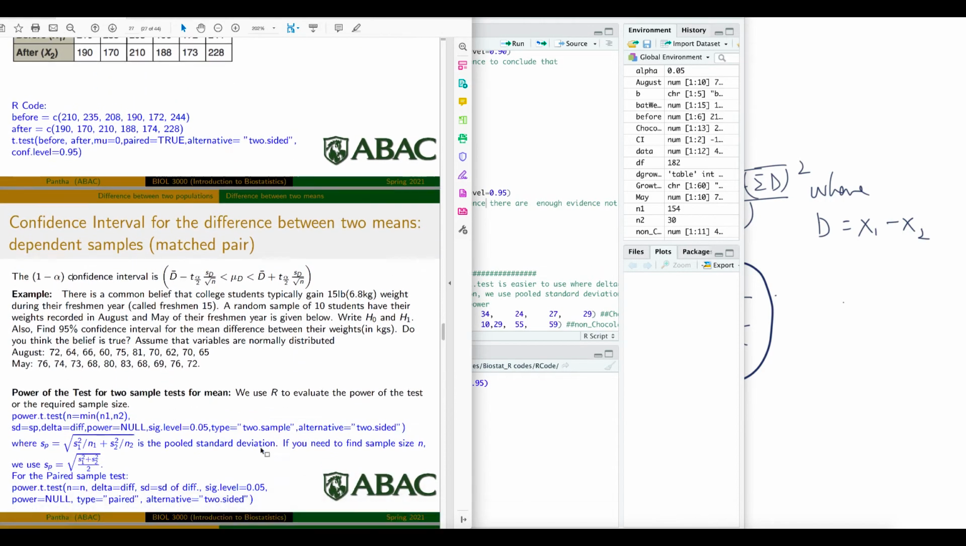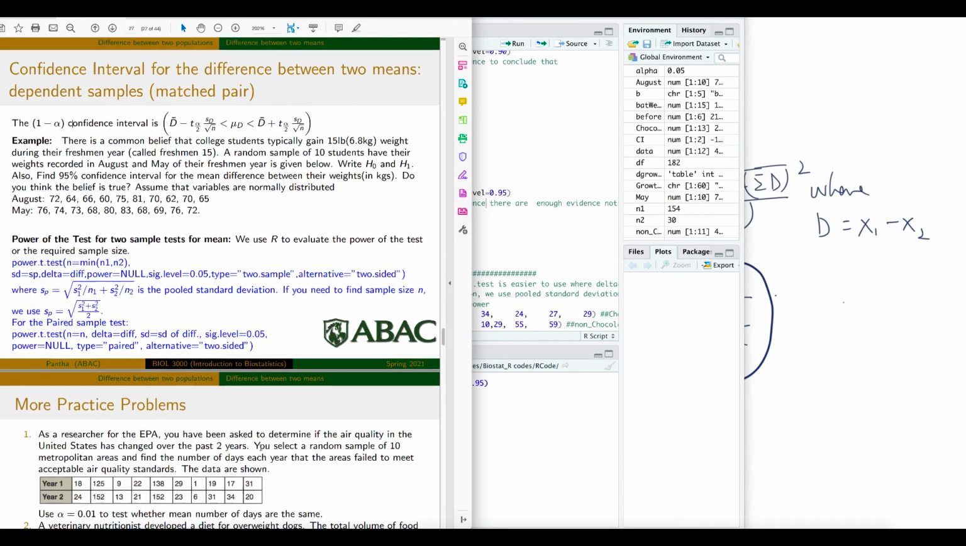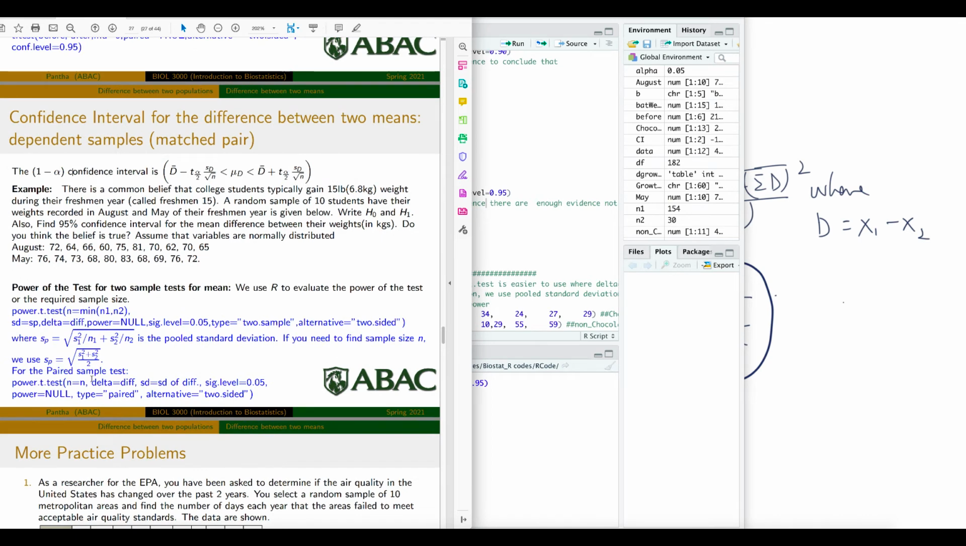The next thing we will do is the power of the test. To find out the power of the t-test, we use R. The concept of finding the power is the same. It is like the type 1 error, type 2 error, and then power is 1 minus the type 2 error, that is 1 minus beta, right? R has a very nice feature to find out the power. What we do here is use R to evaluate the power of the test or the required sample size. You can find out the sample size also using that. But whatever you want to find, you should keep that as null.